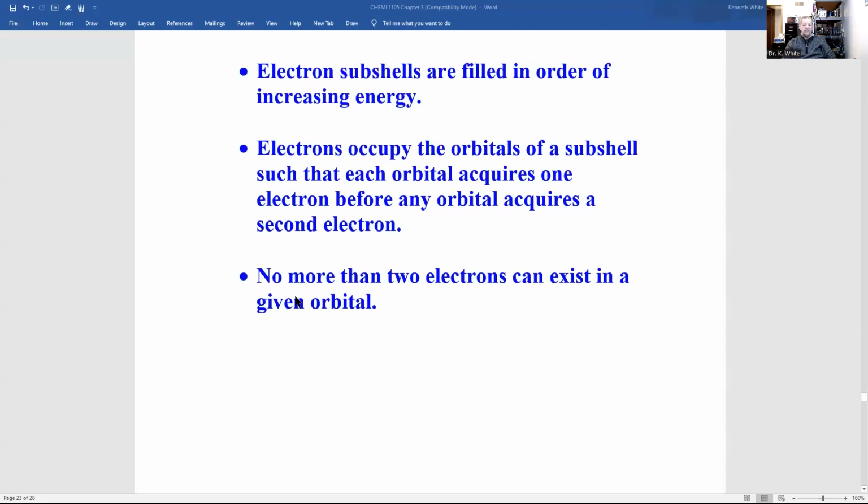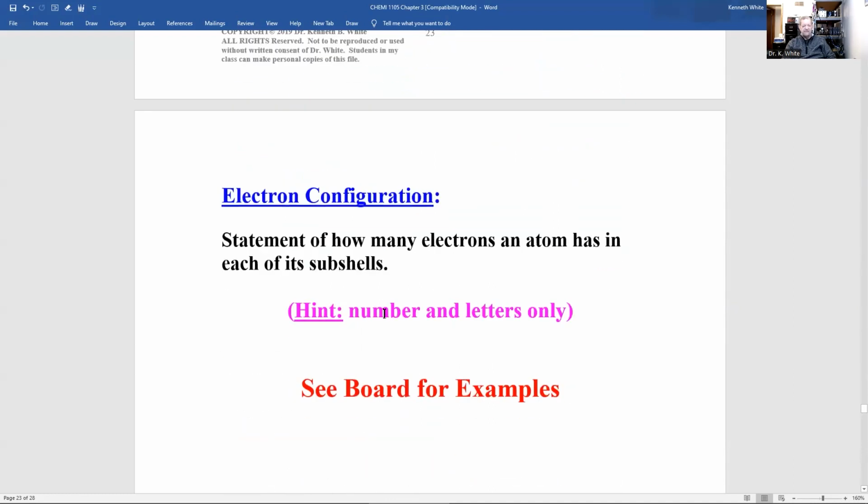Now, no more than 2 electrons can exist in an orbital, and there are different amounts of orbitals in different subshells.